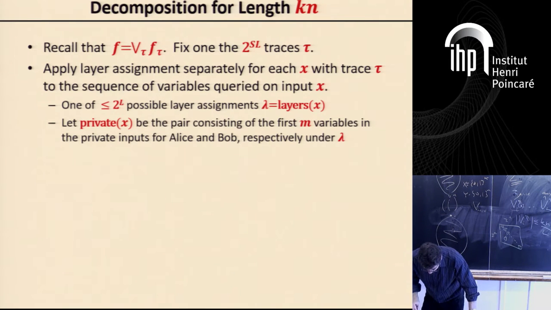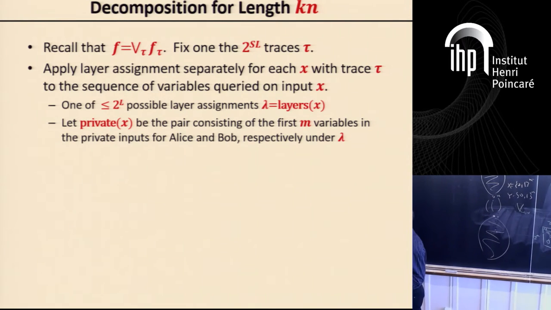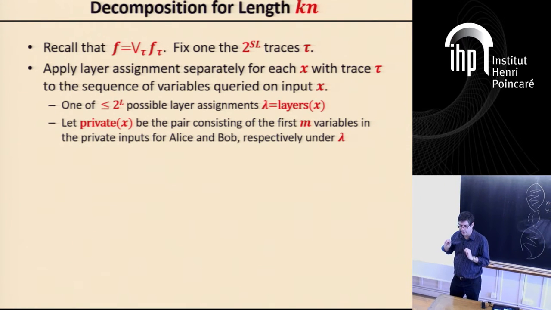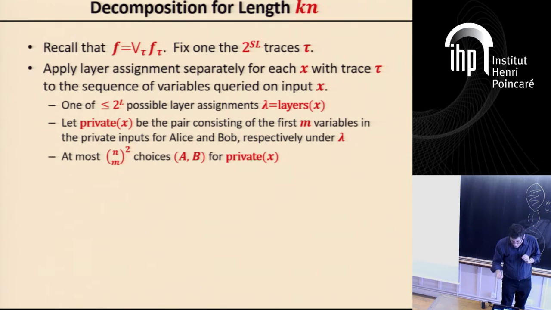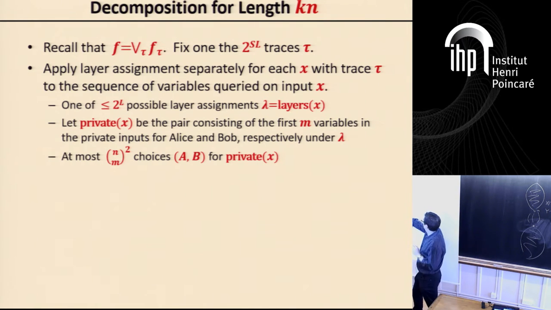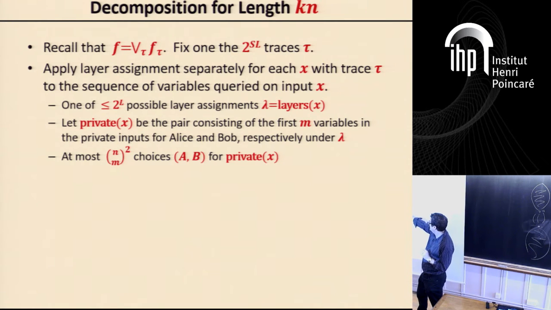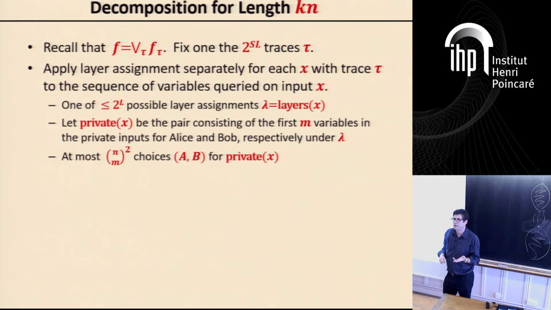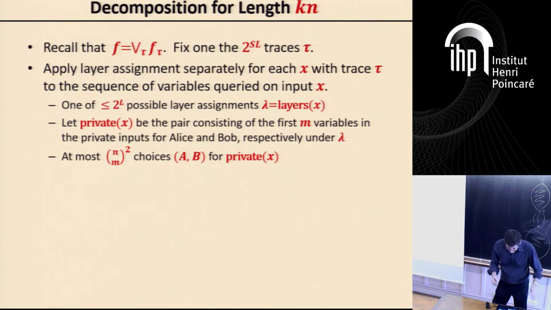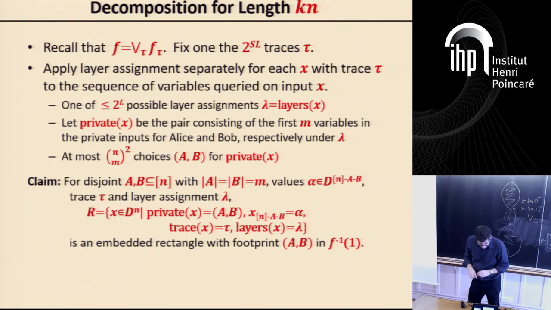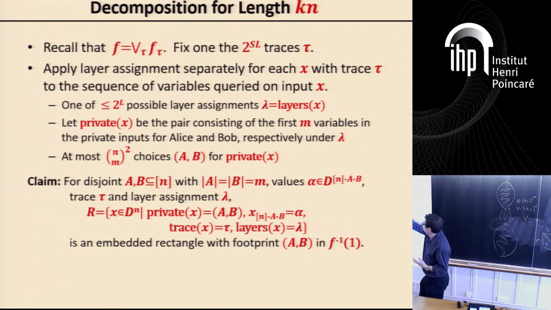Okay. And let private of X be the first M variables of the private inputs that Alice and Bob would get respectively, once we decide how the layers are going to be assigned. There are at most N choose M choices for the private inputs that get assigned to Alice, and N choose M choices for the private inputs that get assigned to Bob. Okay? So that's N choose M squared. And so the claim is once we fix the choice A, B, we're going to get embedded rectangles with that particular footprint.